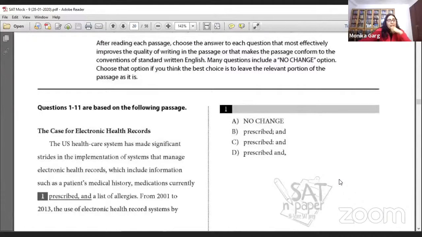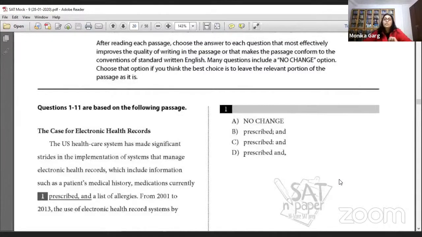The US healthcare system has made significant strides in the implementation of systems that manage electronic health records, which include information such as patients' medical history, medications currently prescribed, and a list of allergies. So how many things are we talking about here? We're listing out 3 items. 1, patient's medical history. 2, medications currently prescribed, and 3, a list of allergies.